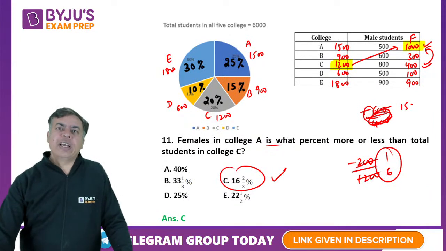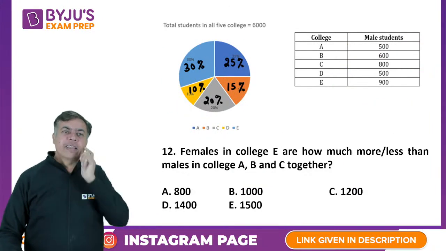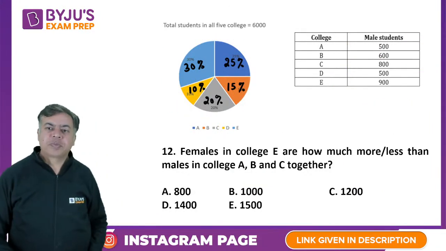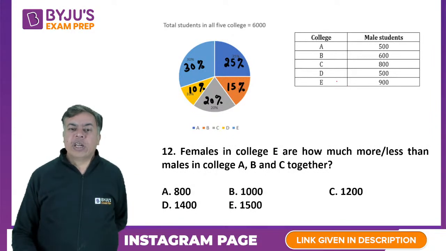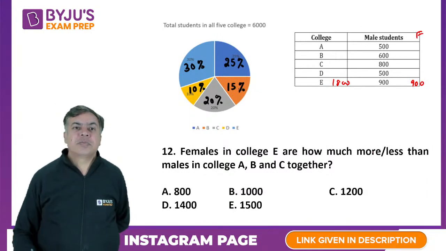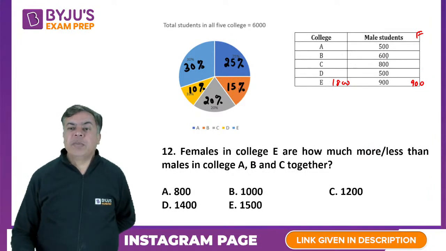Let's move to the next one. Now these questions are easy. Female in E, you know the total is 1800, so females are 900. How much more or less than male in colleges A, B, C together?